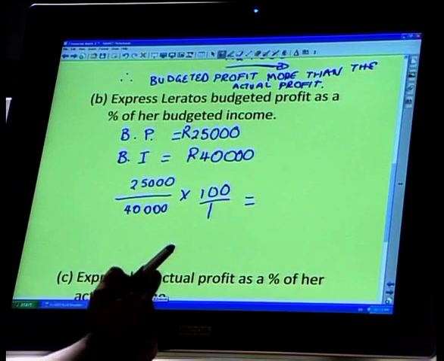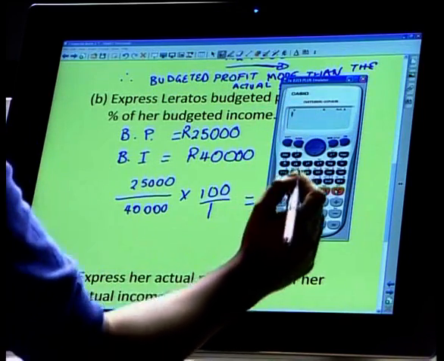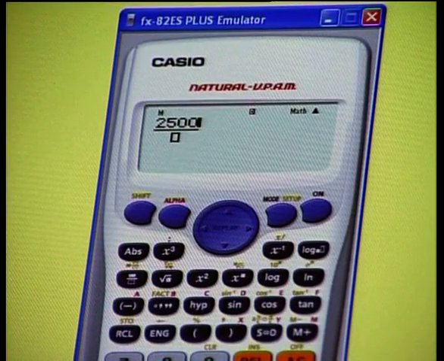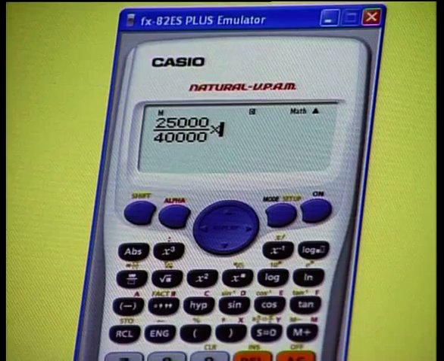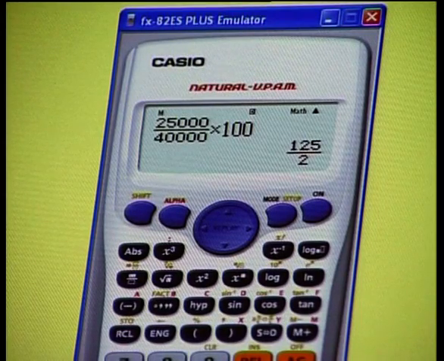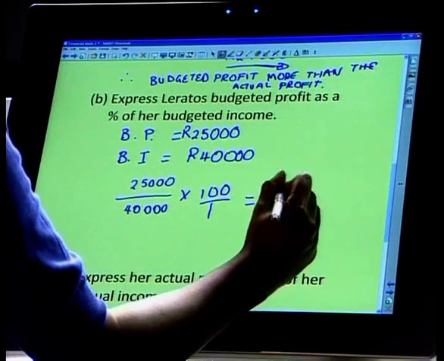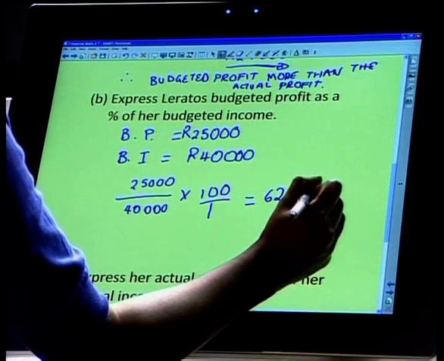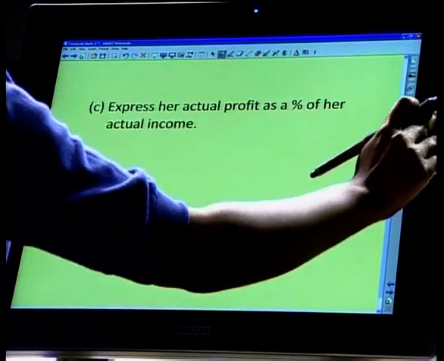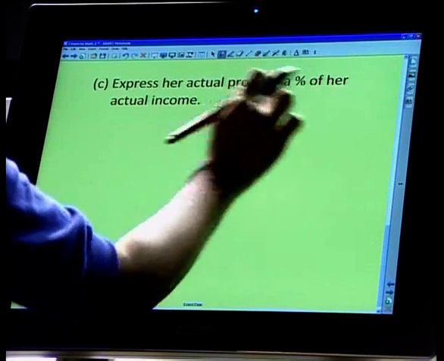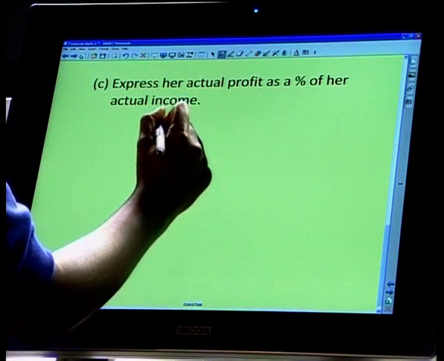We can then do that on the calculator. So it's 25,000 divided by 40,000, and we times by 100 and get an answer of 62.5%. So she expected to make a 62.5% profit. All right, the last part wants her actual profit as a percentage of her actual income. So she expected a 62% profit, but what did she really get?